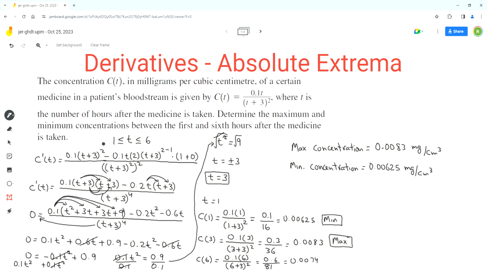Now we just had to find the maximum and the minimum concentration. So the maximum occurs at t equals 3 hours, and the minimum concentration occurs at 1 hour. So these are the steps you have to keep in mind to solve a problem like this one. The first thing we need to understand is that we have to find the interval based on the given information, and the interval for t in this case is t between 1 and 6 hours, and then we find the derivative of the concentration function to find the t values at which the tangent is horizontal.